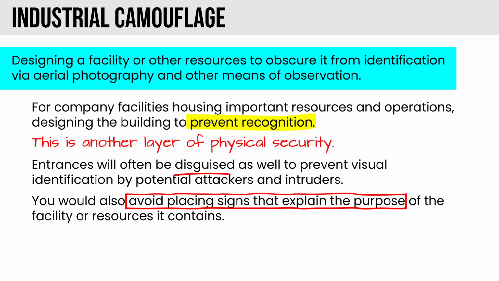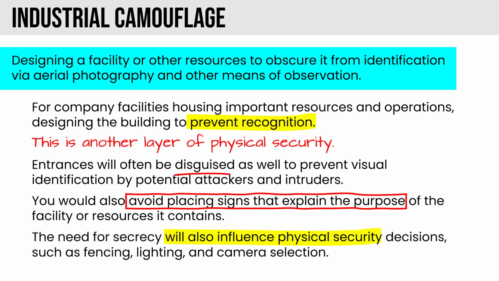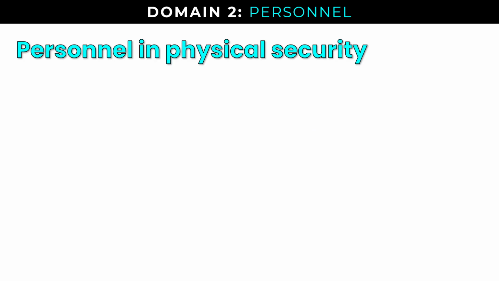You'd likely also avoid placing signs that explain the purpose of the facility or the resources it contains. You don't want to advertise what needs to be attacked, what is worthy of attack. And the need for secrecy will also influence physical security decisions, like your fencing, your lighting, and your camera selection.